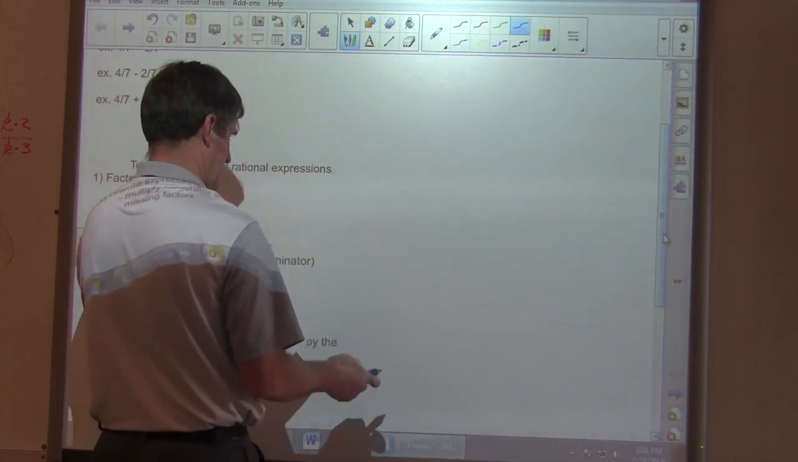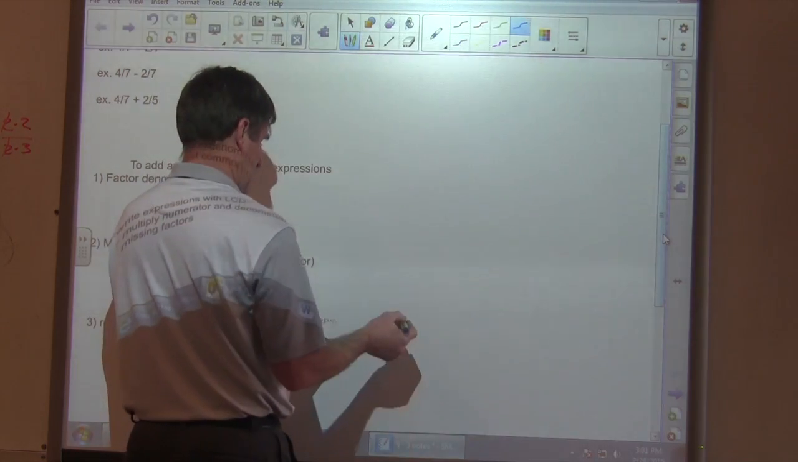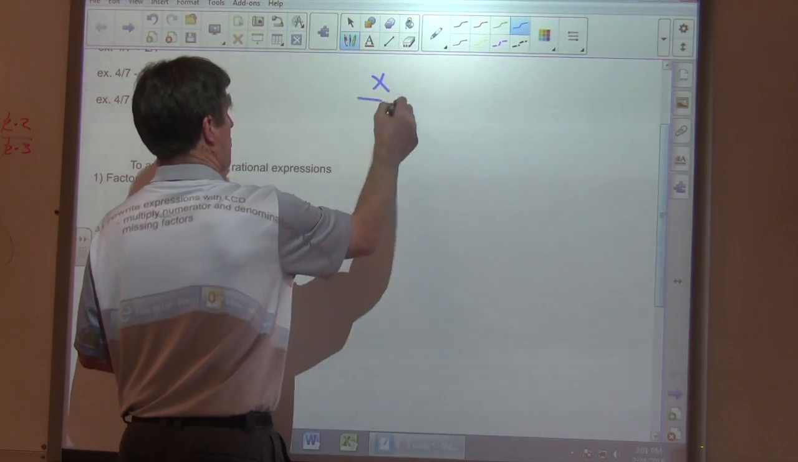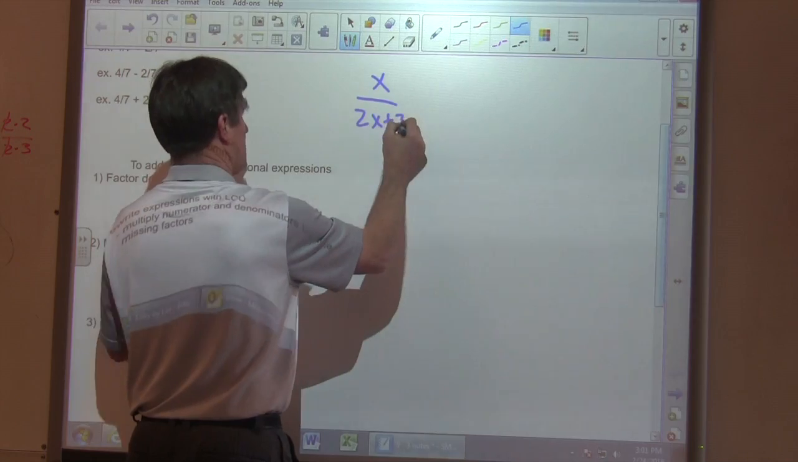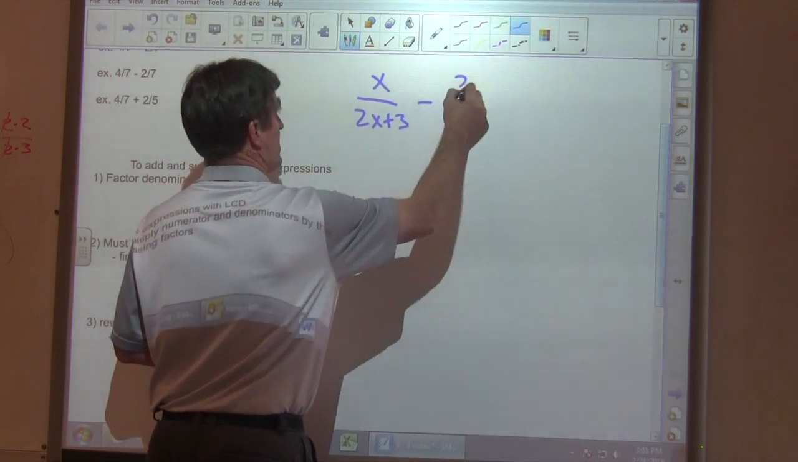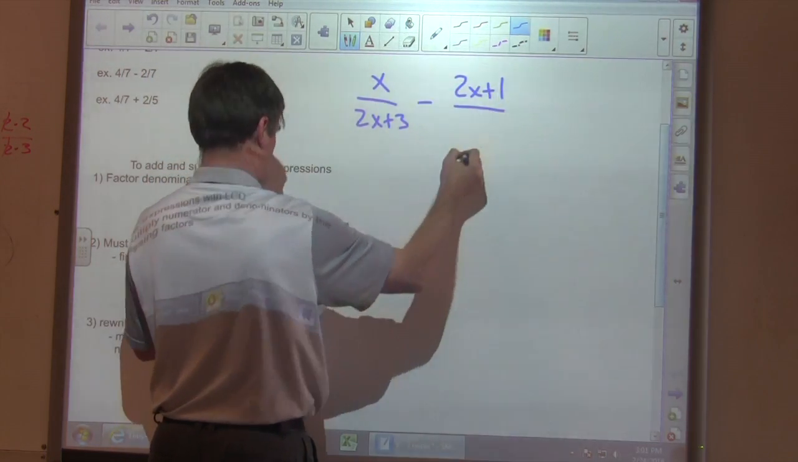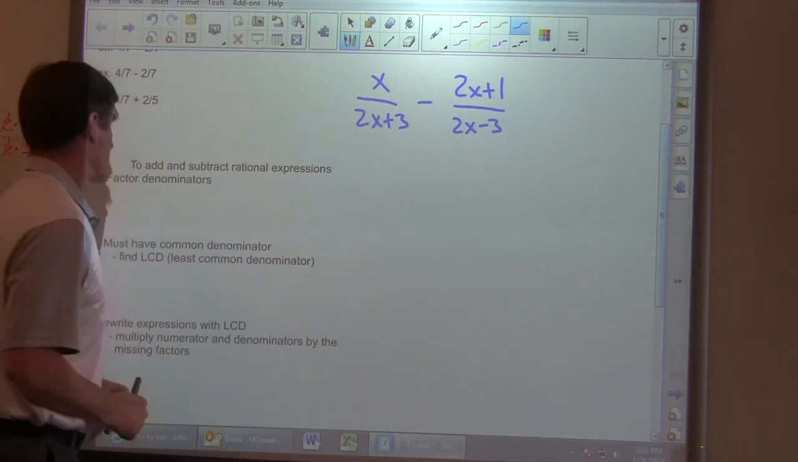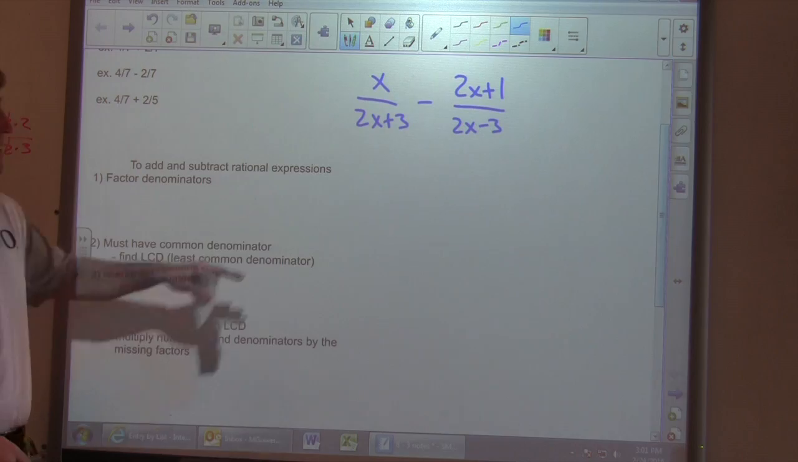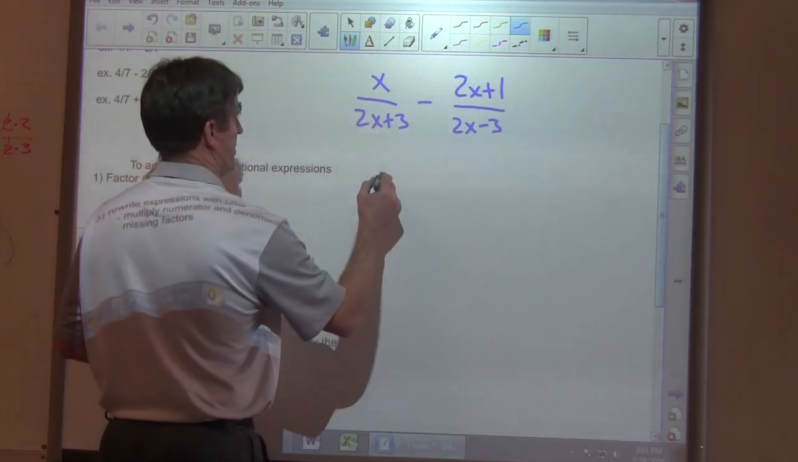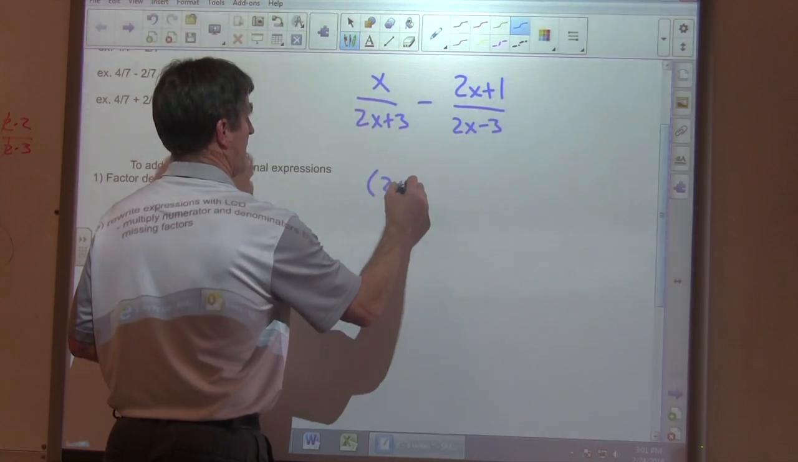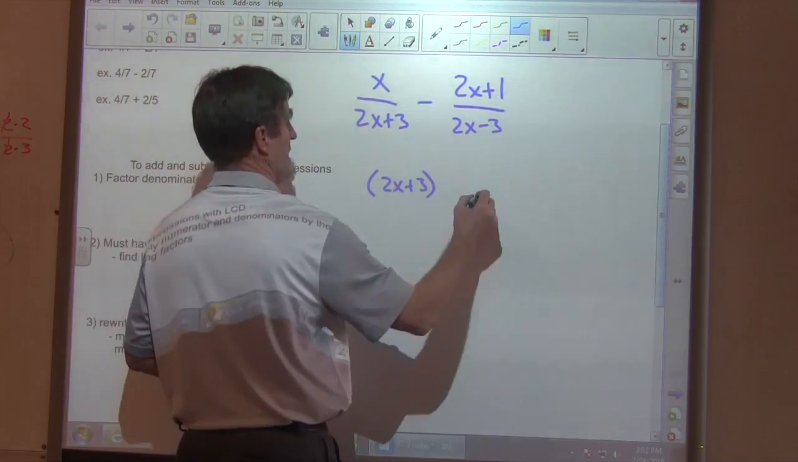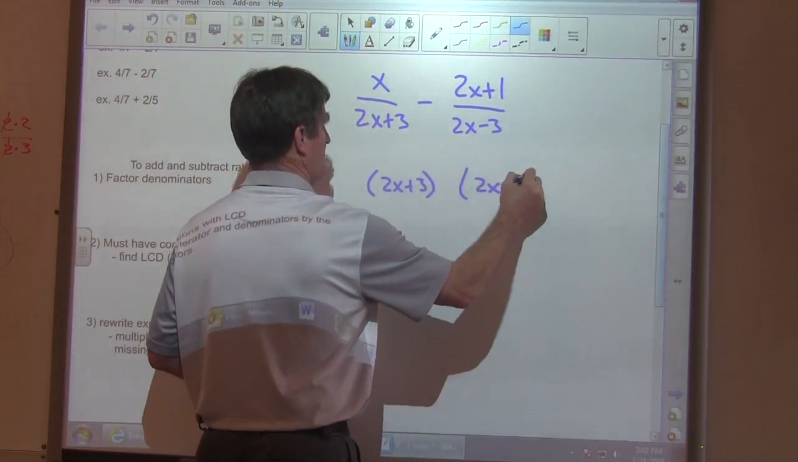So we'll do 26. 26 is a subtraction problem. So we get x over 2x plus 3 minus 2x plus 1 over 2x minus 3. So we factor the denominators. In this case, there is no greatest common factor, so we can't factor that. 2x plus 3. Same thing occurs here, 2x minus 3.